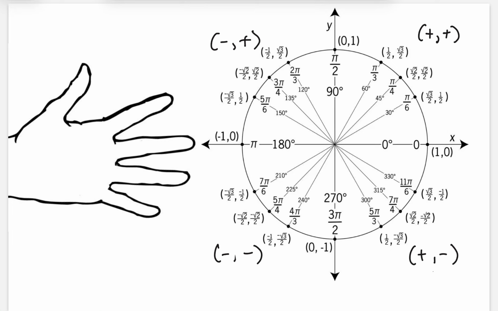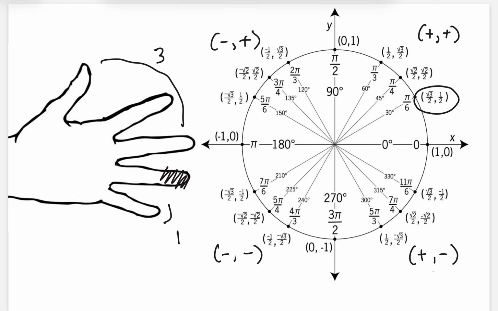So if you notice right here, if we focus on our 30-degree angle, or pi over 6, we have square root of 3 over 2 and 1/2. So if you were to bend in that finger right there that represents your 30-degree angle, you'll notice that you have 3 fingers to the left and you have 1 finger to the right.